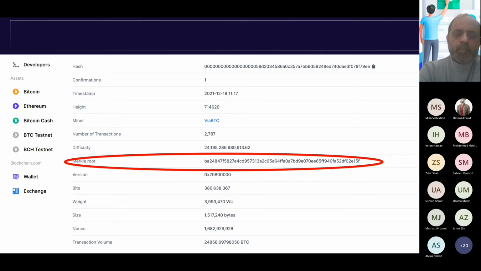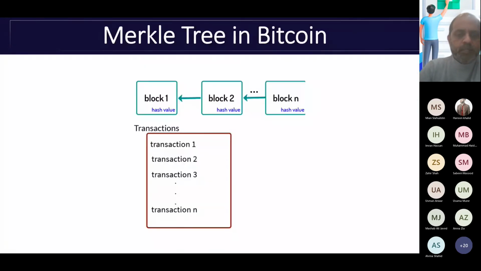Now what happens is the Merkle tree, how the Merkle tree is made, and how do we get this, which says Merkle root, and why it is important. We need to learn this because the same concept is used in IPFS as well. So let's now figure out what this Merkle tree is.